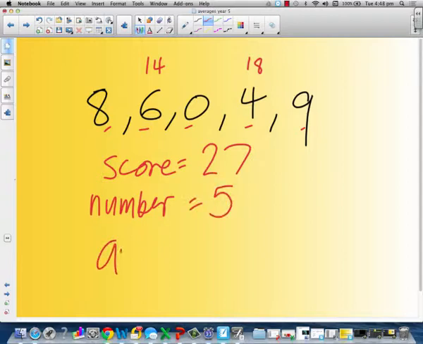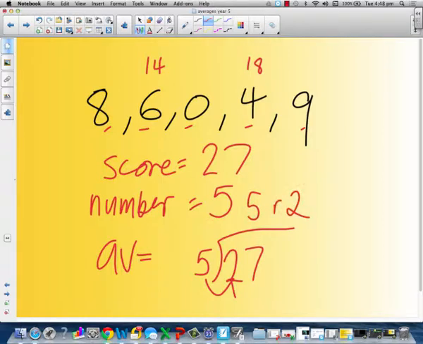Okay, you've got to find for me the average. How are you going to do it? The AV, short for average. How are you going to find it out? What are you going to do? Okay, I hope you remembered you've got to divide the score total by the number of scores. So your average would be 5 into 27, which is, I believe, 5 with a remainder of 2. Okay? I hope that's been useful for you.